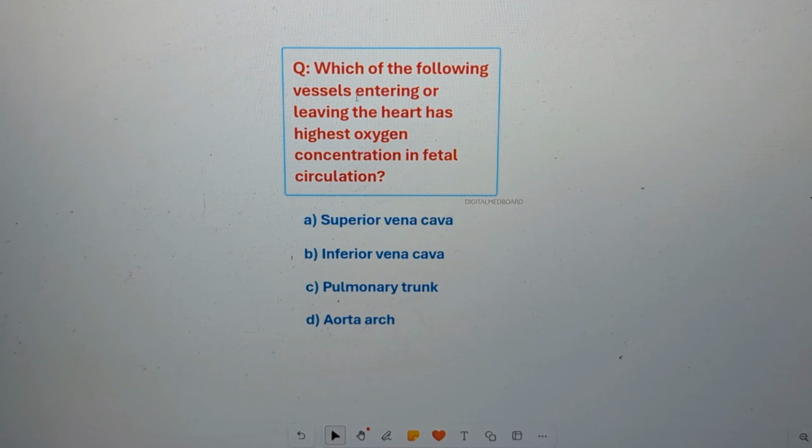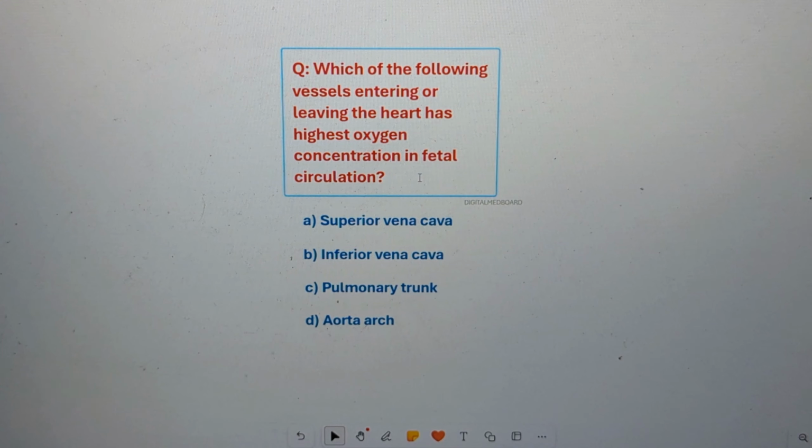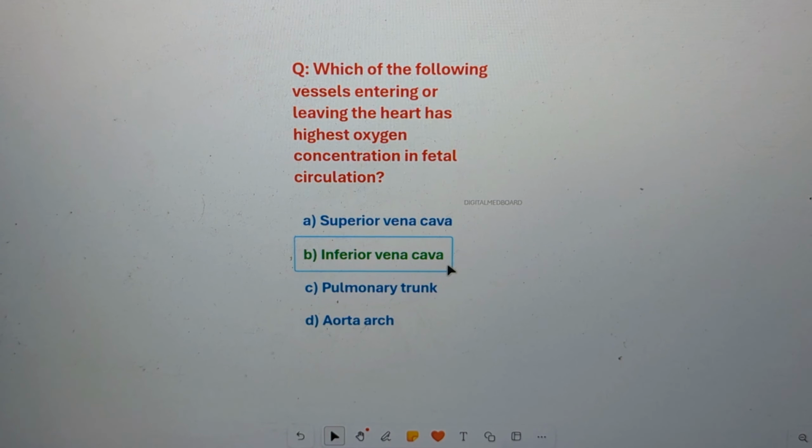We got a question. Which of the following vessels entering or leaving the heart has the highest oxygen concentration in fetal circulation? Based on our discussion, the hepatocardiac portion of the inferior vena cava has the highest oxygen concentration in fetal circulation. Therefore, option B, inferior vena cava, is the correct answer.